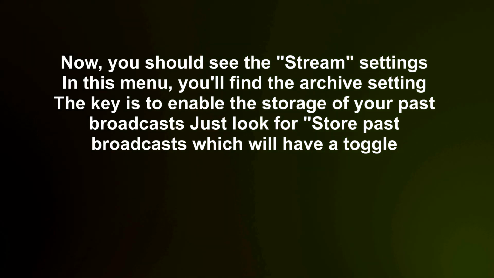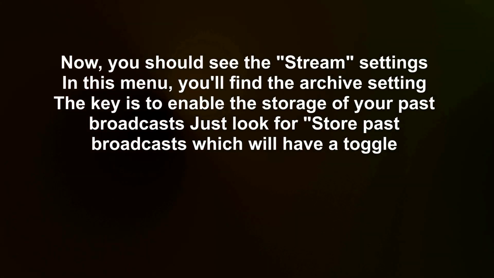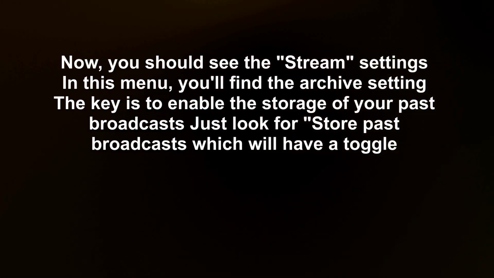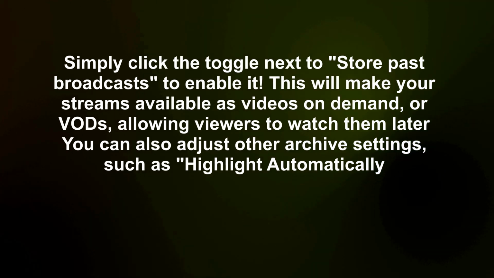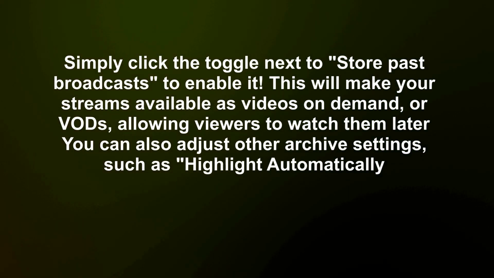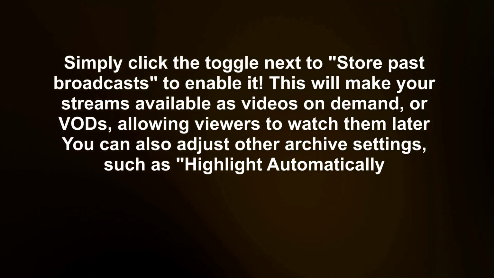You'll find the archive setting. The key is to enable the storage of your past broadcasts. Just look for Store Past Broadcasts, which will have a toggle. Simply click the toggle next to Store Past Broadcasts to enable it. This will make your streams available as videos on demand, or VODs, allowing viewers to watch them later.